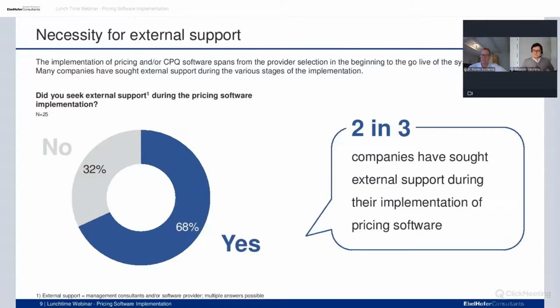Additionally, we asked our survey participants whether they had external support on this entire journey towards a pricing software implementation. And here again, we had two in three companies who got on with external support, and actually said that this had a positive impact also on the overall success rate.